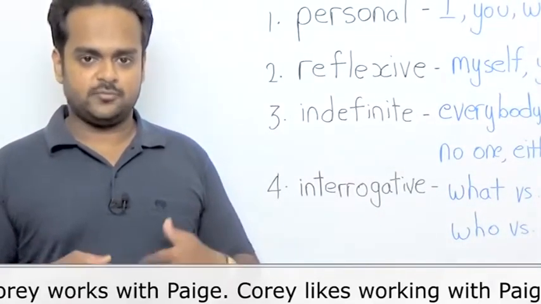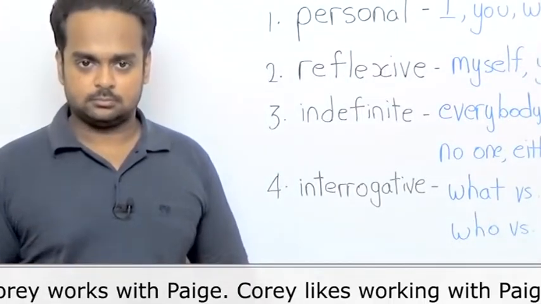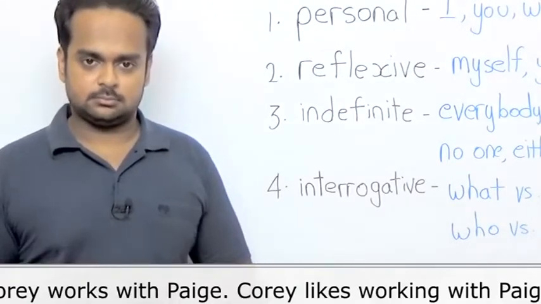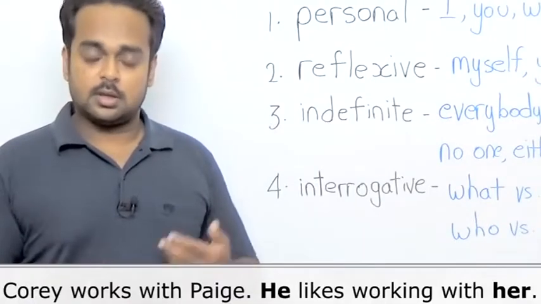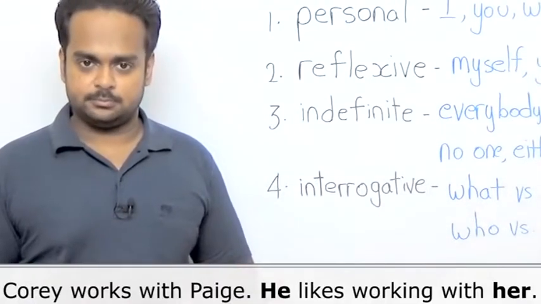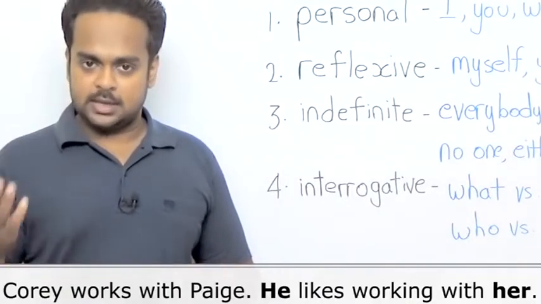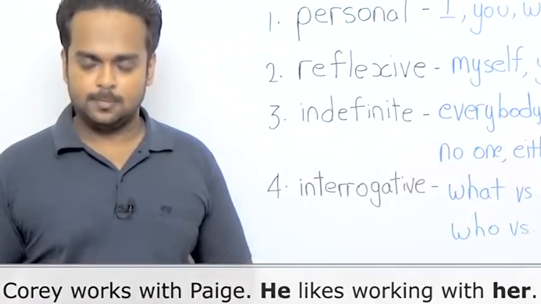Of course, that sounds very repetitive because we keep saying Corey and Paige. So can you tell me how you would improve this sentence? Well, you can say, he likes working with her. They do many projects together. That sounds much more natural because we're using the pronouns he, her, and they in the place of nouns.